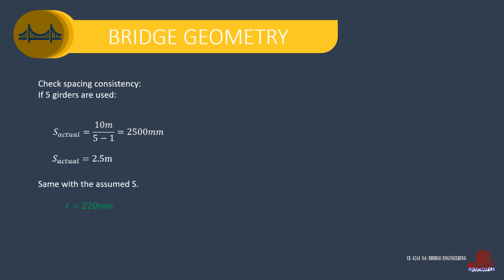We then have the concrete deck thickness of 220 millimeters, with 5 girders spaced at 2.5 meters. To take the total deck thickness, we also incorporate the wearing coat, giving the total deck thickness of 300 millimeters.